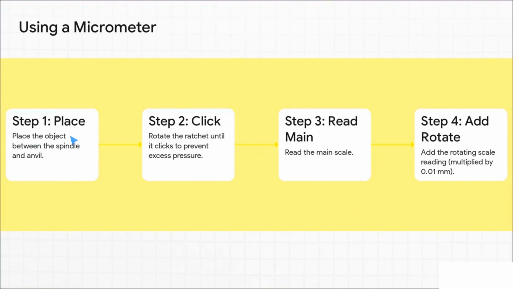Now, a tool like this micrometer might look a little intimidating, right? But it's really just a simple process. You combine the reading from the main scale with this super fine rotating scale, and it lets you measure things down to 1/100th of a millimeter. It's just about following the steps, and boom, you get this crazy accurate measurement.